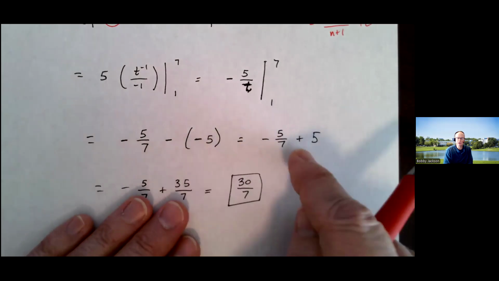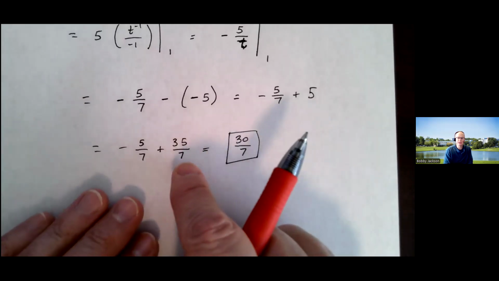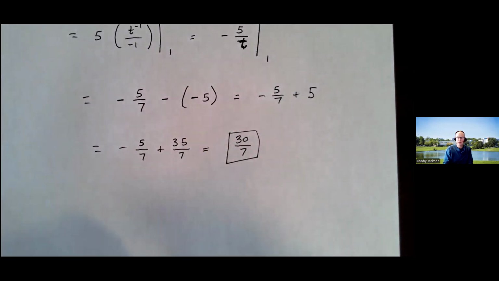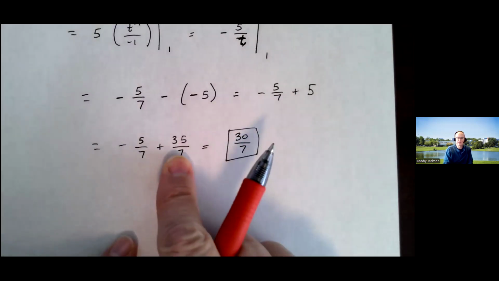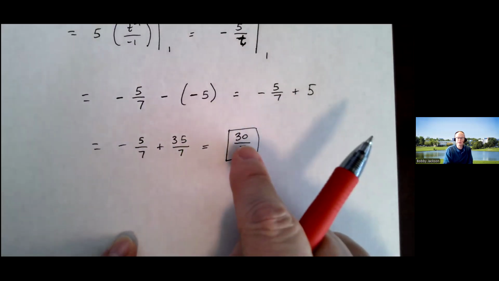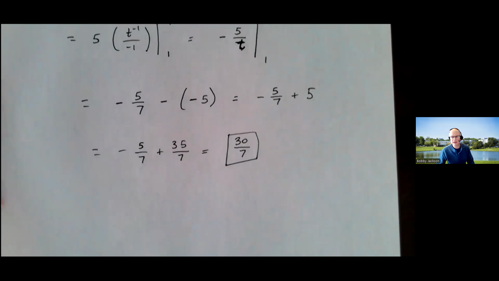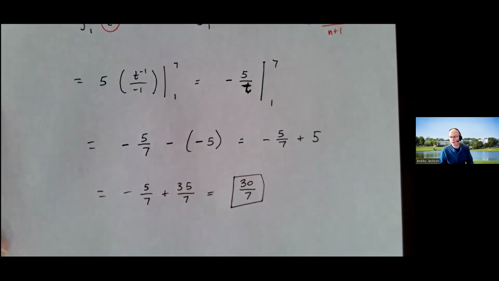This actually becomes +5. And then I can write this as a fraction. That's what they want. 5 is 35/7. -5 plus 35 is 30. So we get 30/7 as our result. Okay, hope this helps.